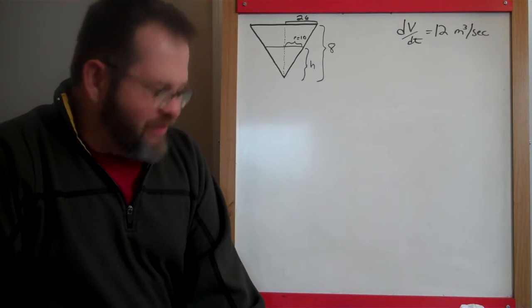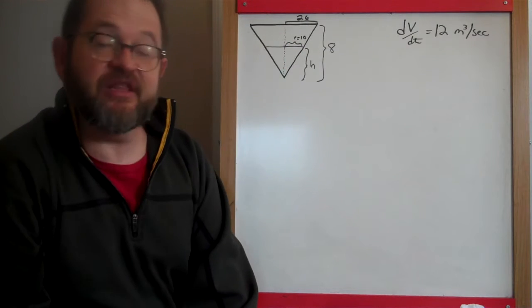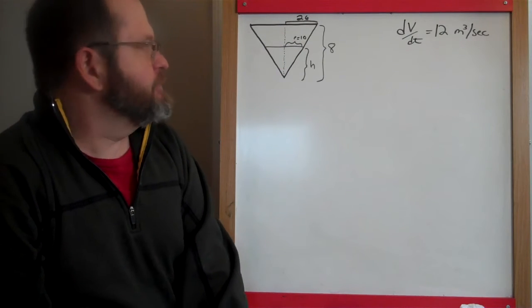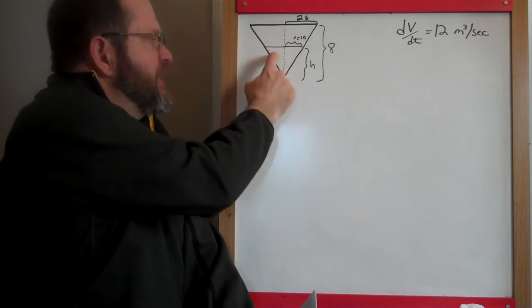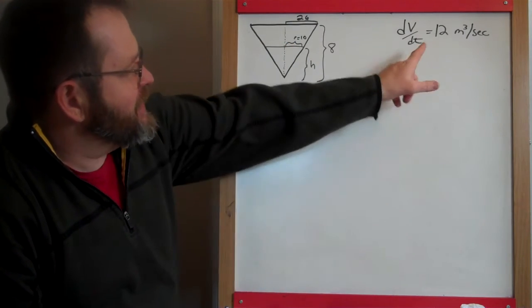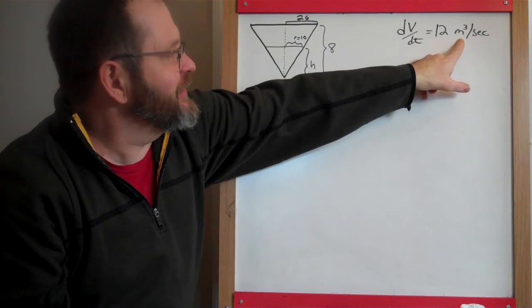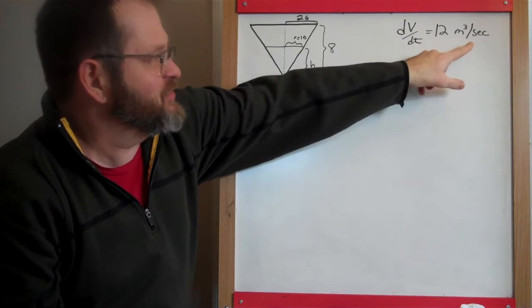All right, what the problem is showing here is there's a cone-shaped tank that they're filling up with water. So water is somehow filling in, and right now it's this high up. And it's filling up at a rate of 12 cubic meters per second. That's a hell of a fast way to fill up a tank. 12 cubic meters is a lot of water per second.